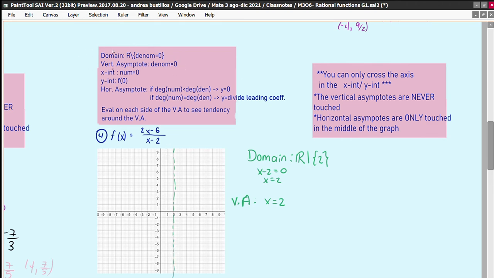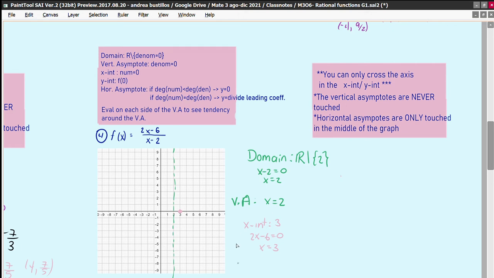Now, the next thing we have to find is the x-intercept and y-intercept. To find the x-intercept, remember, I have to find the zeros of the numerator. So I take my numerator, equate it to 0, and solve for x. So my x-intercept is 3, meaning my function can only cross the x-axis through that point. My numerator is a linear polynomial, meaning I will only have one x-intercept.